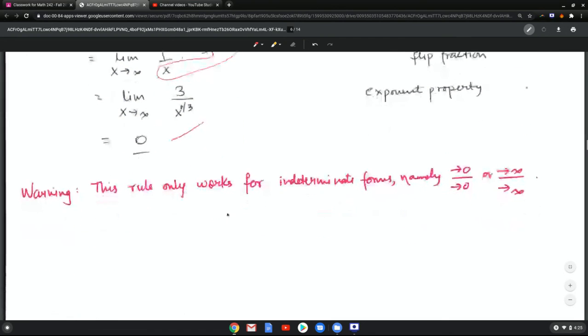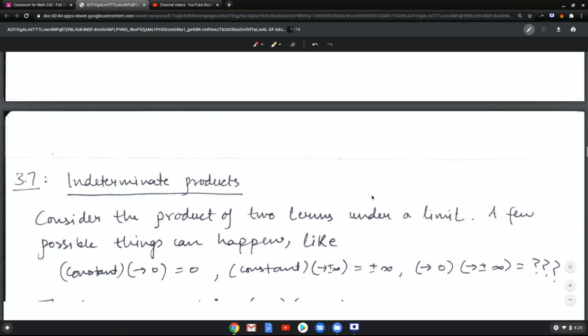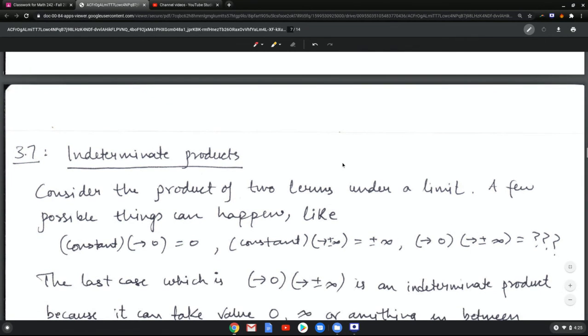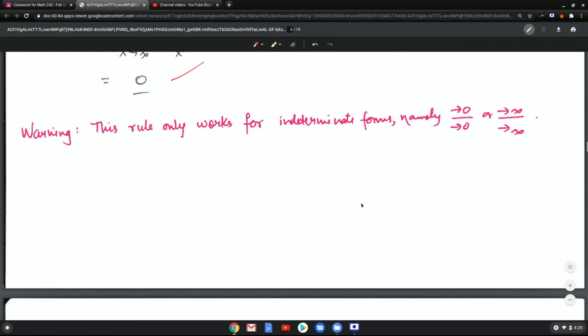Now again, warning, very, very important. This rule only works for the indeterminate forms, namely 0 over 0 or infinity over infinity. If you use it for any other form, you're going to get a garbage answer. Okay, next we're going to look at other forms which can be converted to indeterminate forms.